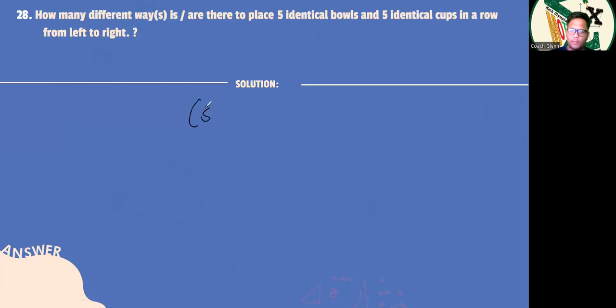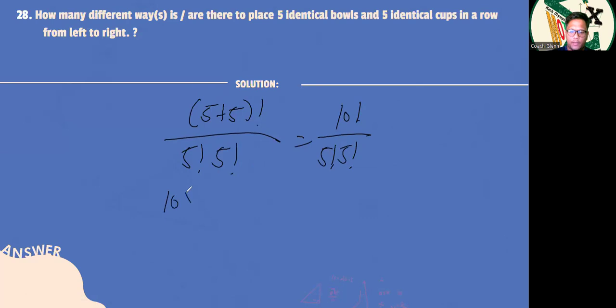Actually, you just need 5 plus 5 factorial over the repeating. So that's 5 factorial, 5 factorial. That's 10 factorial over 5 factorial, 5 factorial. So as we know, we can simplify this as 10 times 9 times 8 times 7 times 6 over 5 times 4 times 3 times 2 times 1.